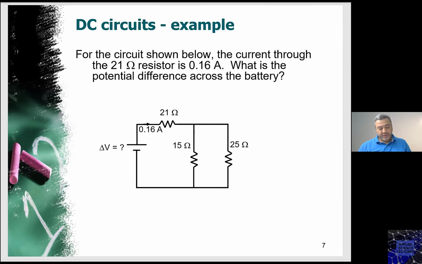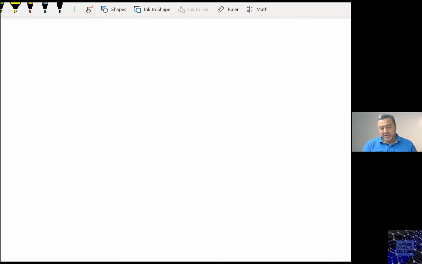Okay, so for this circuit shown, the current through the 20 ohm resistor is 0.16 ampere. So he gave me the current going into this resistor. And now he's asking me what is the potential difference across the battery. We don't know the potential difference across the battery, so how can we find it? First of all, I'll redraw the circuit. I need the circuit. I have here 25 ohm.